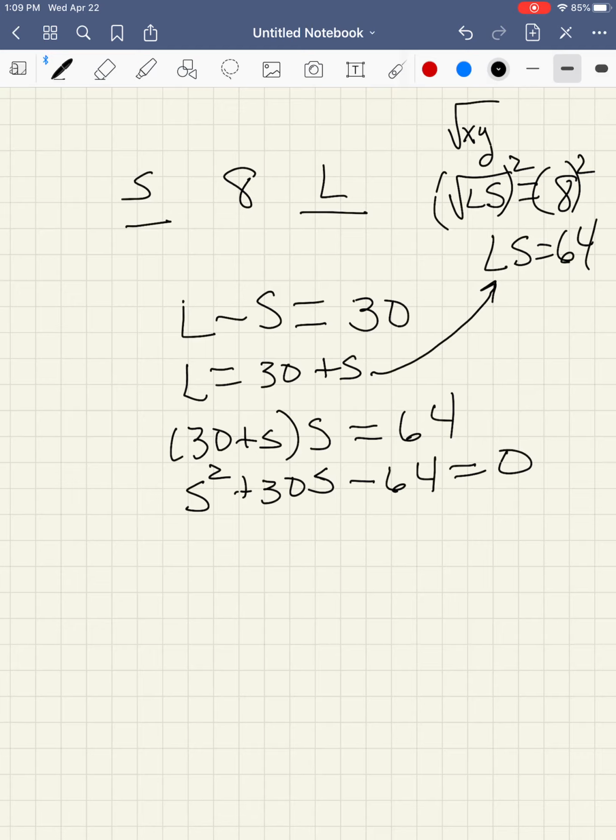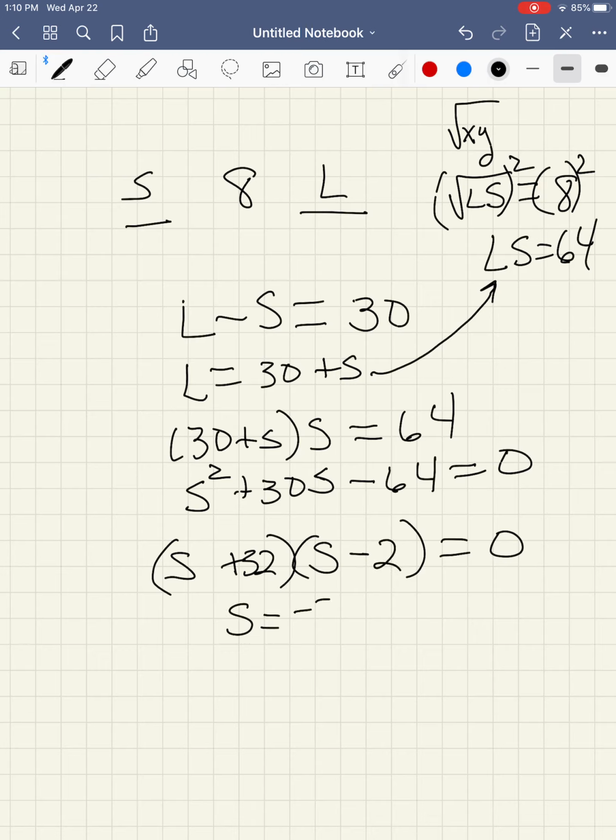So let's see how that might factor. If it doesn't factor, you'll just have to use the quadratic formula, but, 32 times 2, right? So plus 32 and minus 2. So S would be equal to negative 32, or S would be equal to positive 2. And then we can take each one of these and plug them back into this equation, or we could put it there, it doesn't really matter.